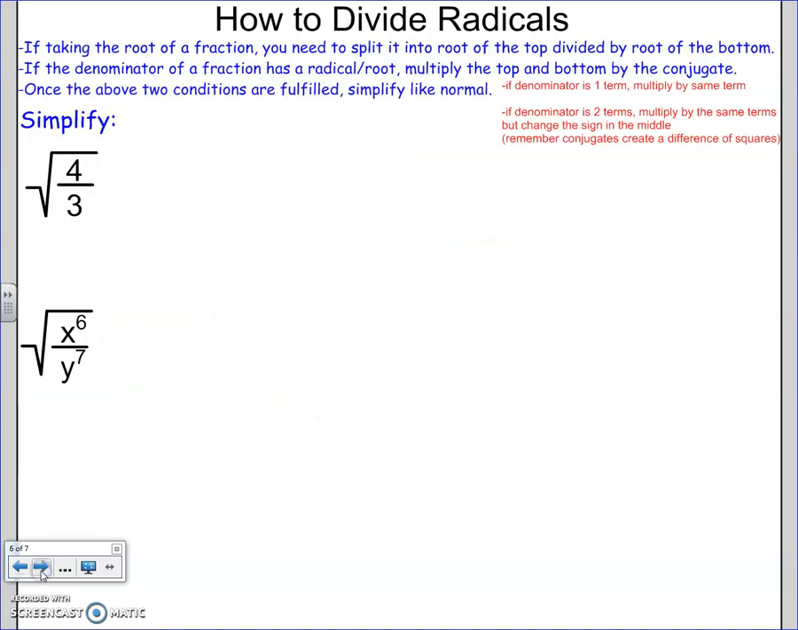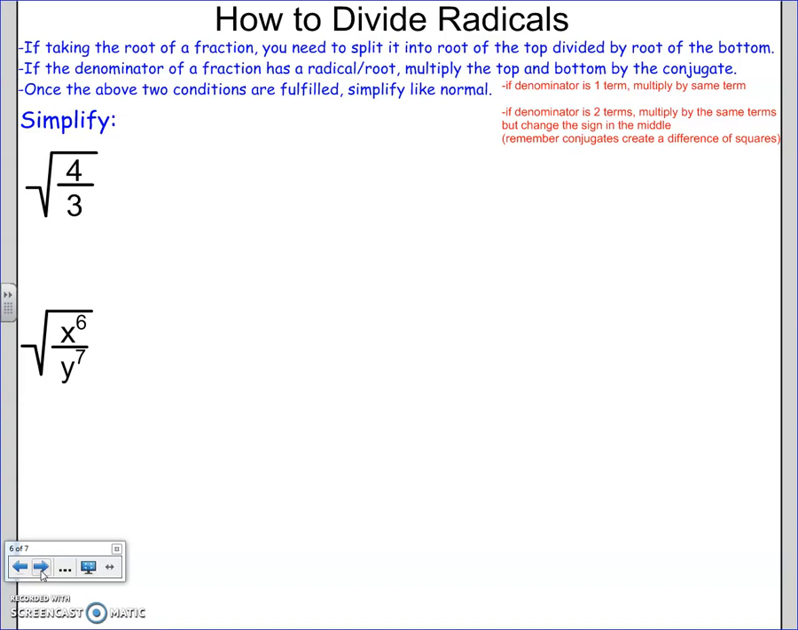Alright, and the last type is division. When dividing, remember taking the root of a fraction, you can have a fraction inside the radicand. You have to split it into the root of the top thing divided by the root of the bottom thing. And if the denominator of a fraction has a radical or root, multiply the top and bottom by the conjugate.